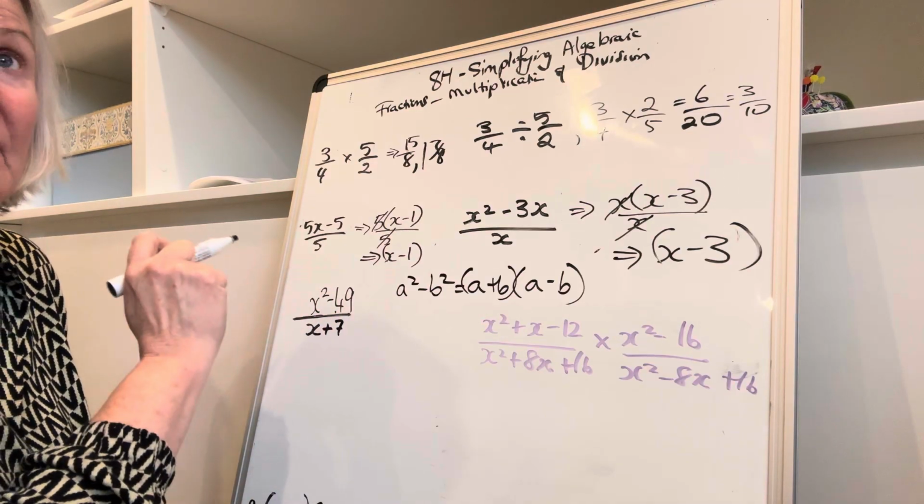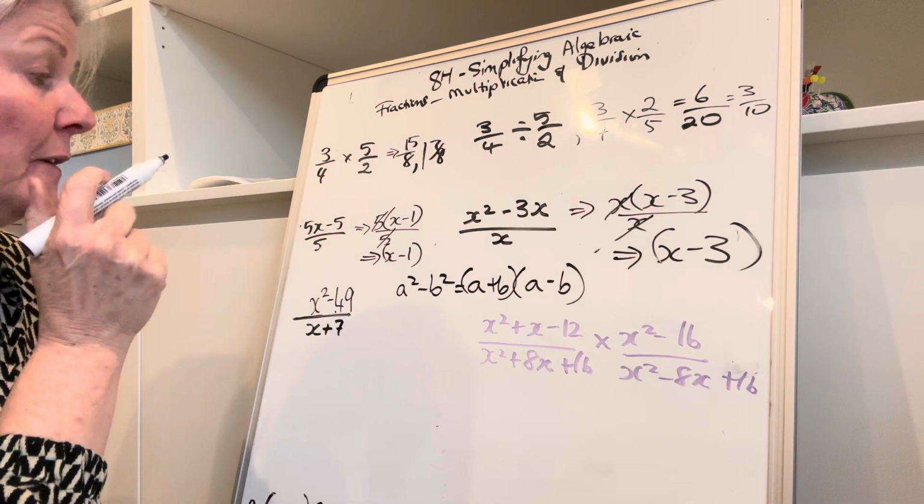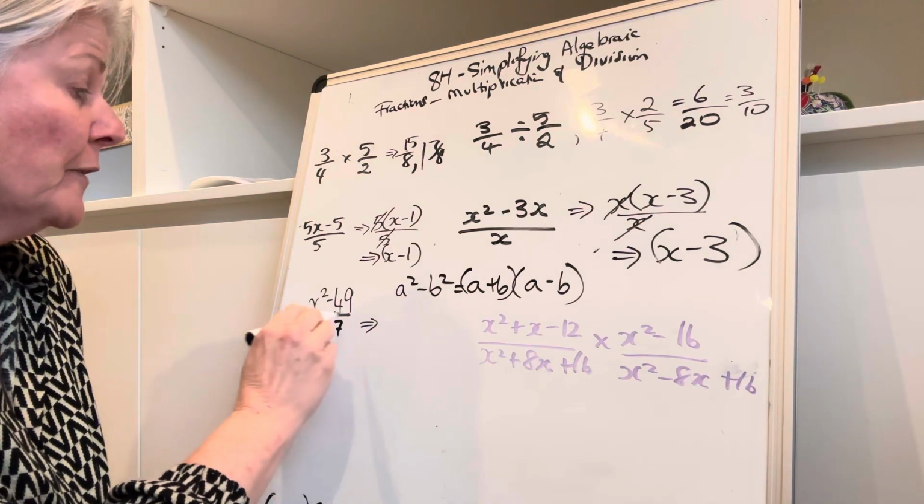And remember, perhaps it's time for you to brush up on some of your squares and a bit of mental math, because there's no calculator allowed in this test on Thursday. So the square root of 49 is 7.